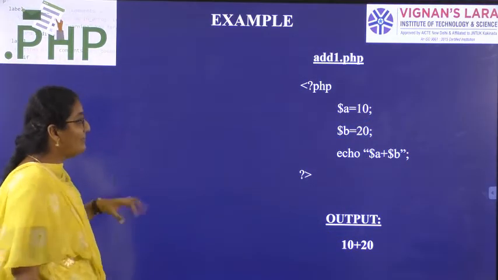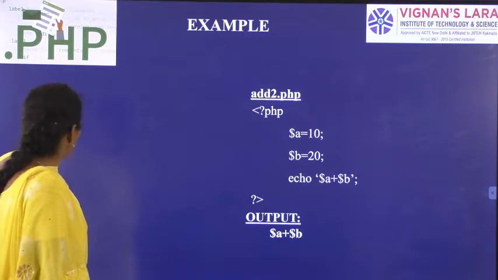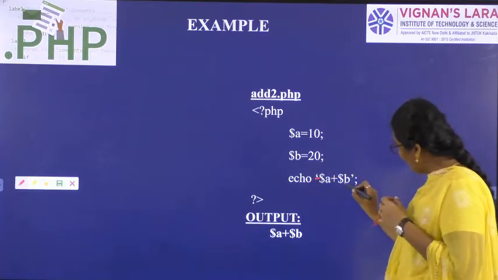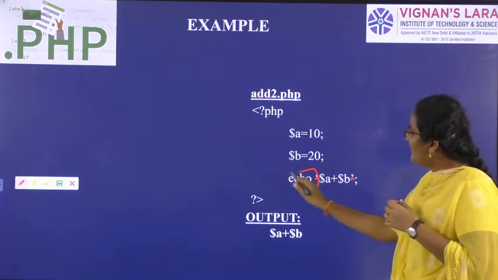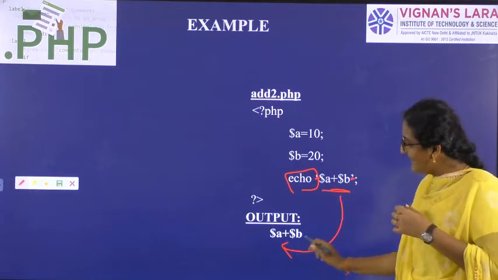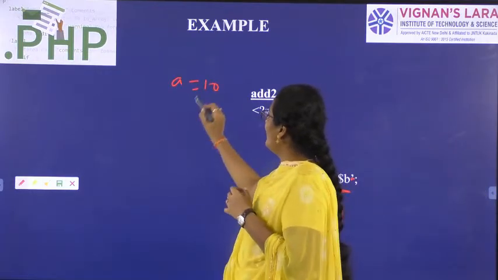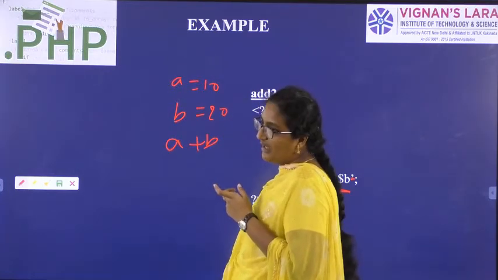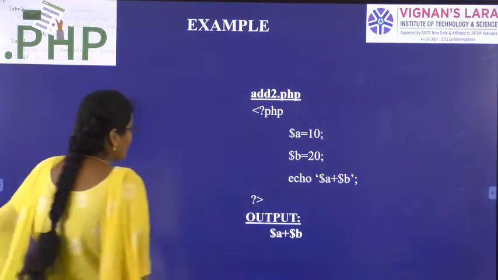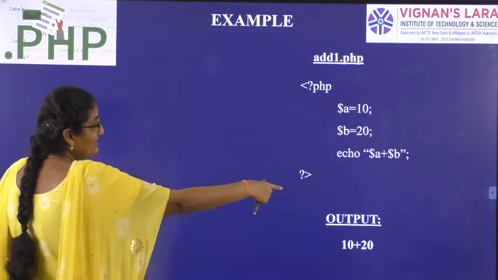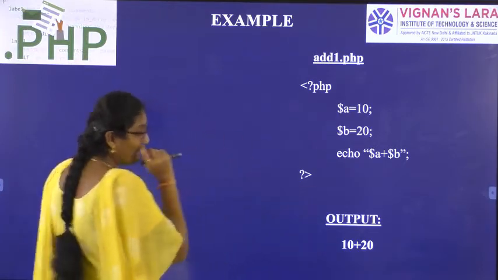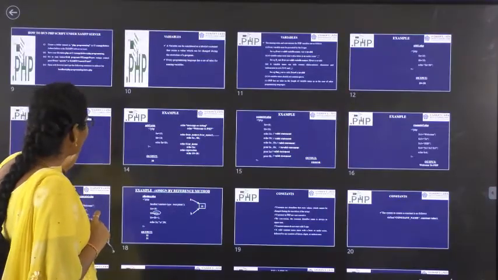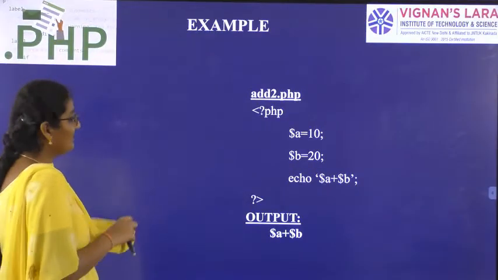So if you want to add them, you have one more method. See here, if you use single quotations instead of double quotations, whatever you have written in the echo statement will print as the output, the same. I have given A the value 10 and B the value 20. Now I want to add A plus B and print the output. But if I use double quotations, I will get the assigned values for those variables. If I use single quotations, I will get the same output.